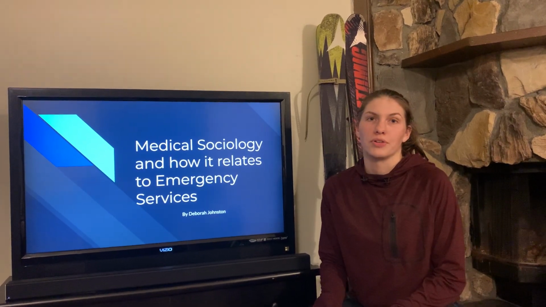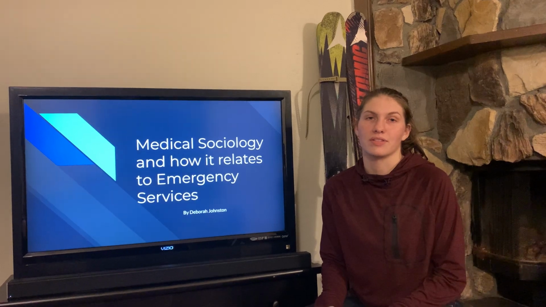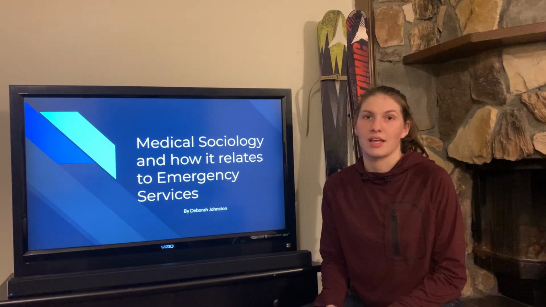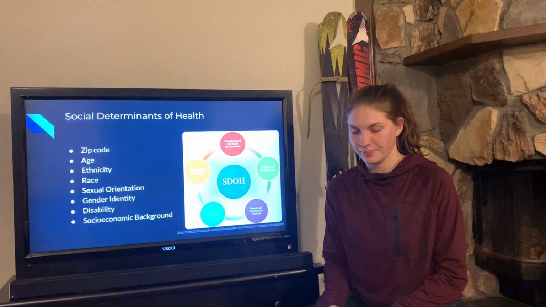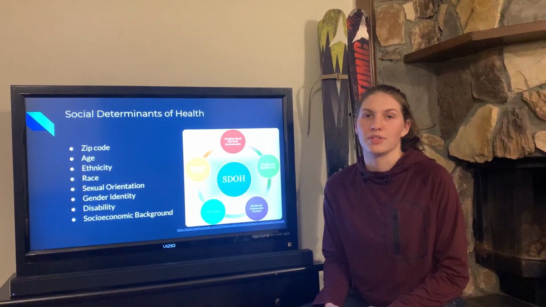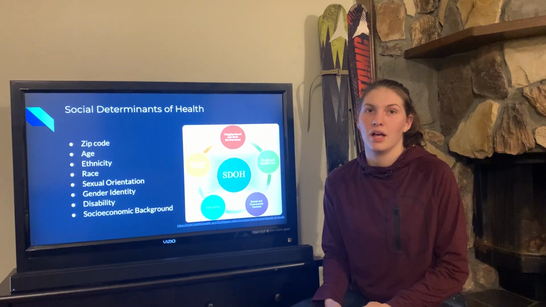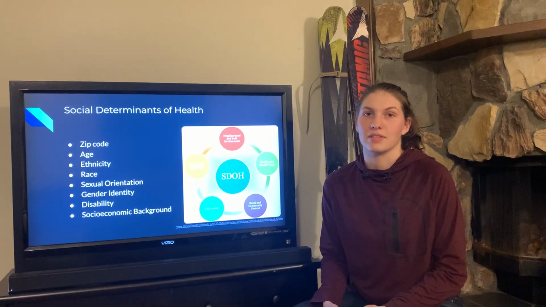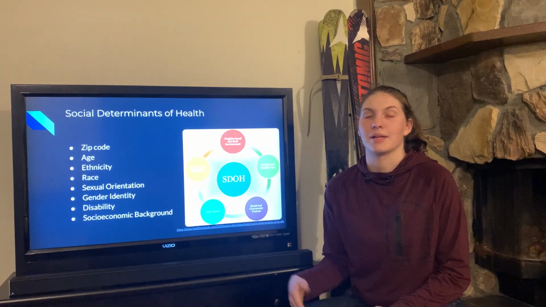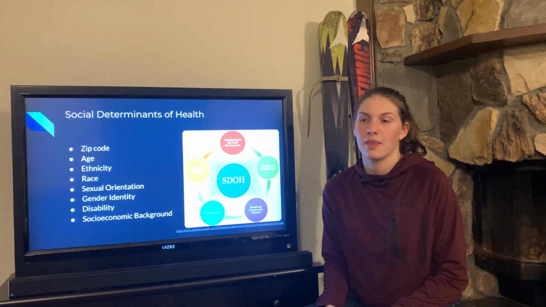We're going to go over social determinants of health, intersectionality theory, and an ethnographic approach. One of the most important social determinants of health that I really want to stress is zip code. A prime example of this is the difference between a neighborhood like Mountain View and Hillside.